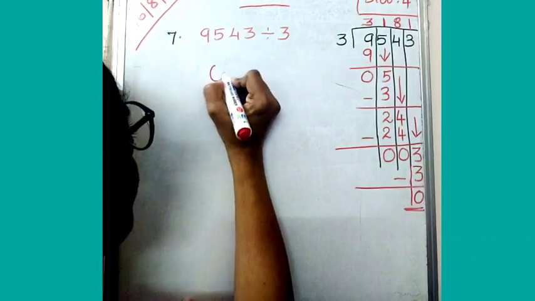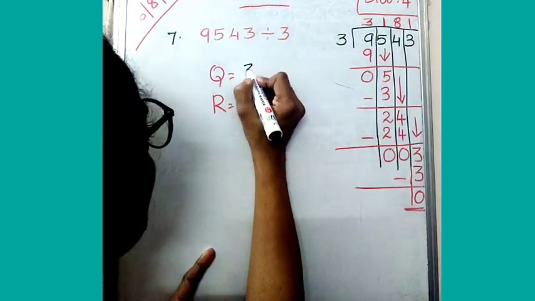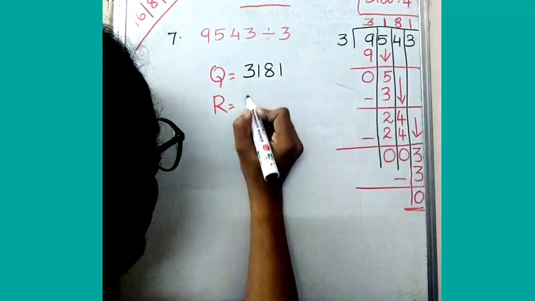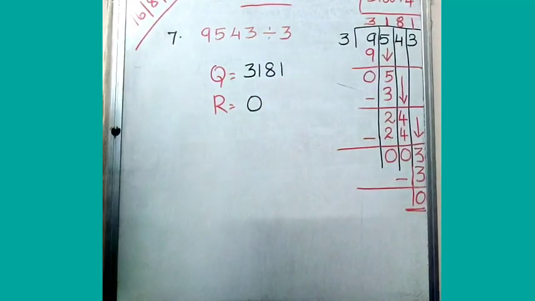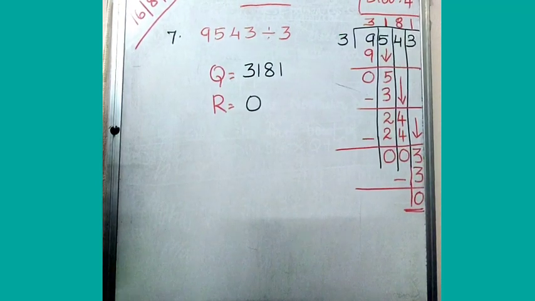So our quotient is equal to 3181 and the remainder is equal to 0. Now we can check the division.